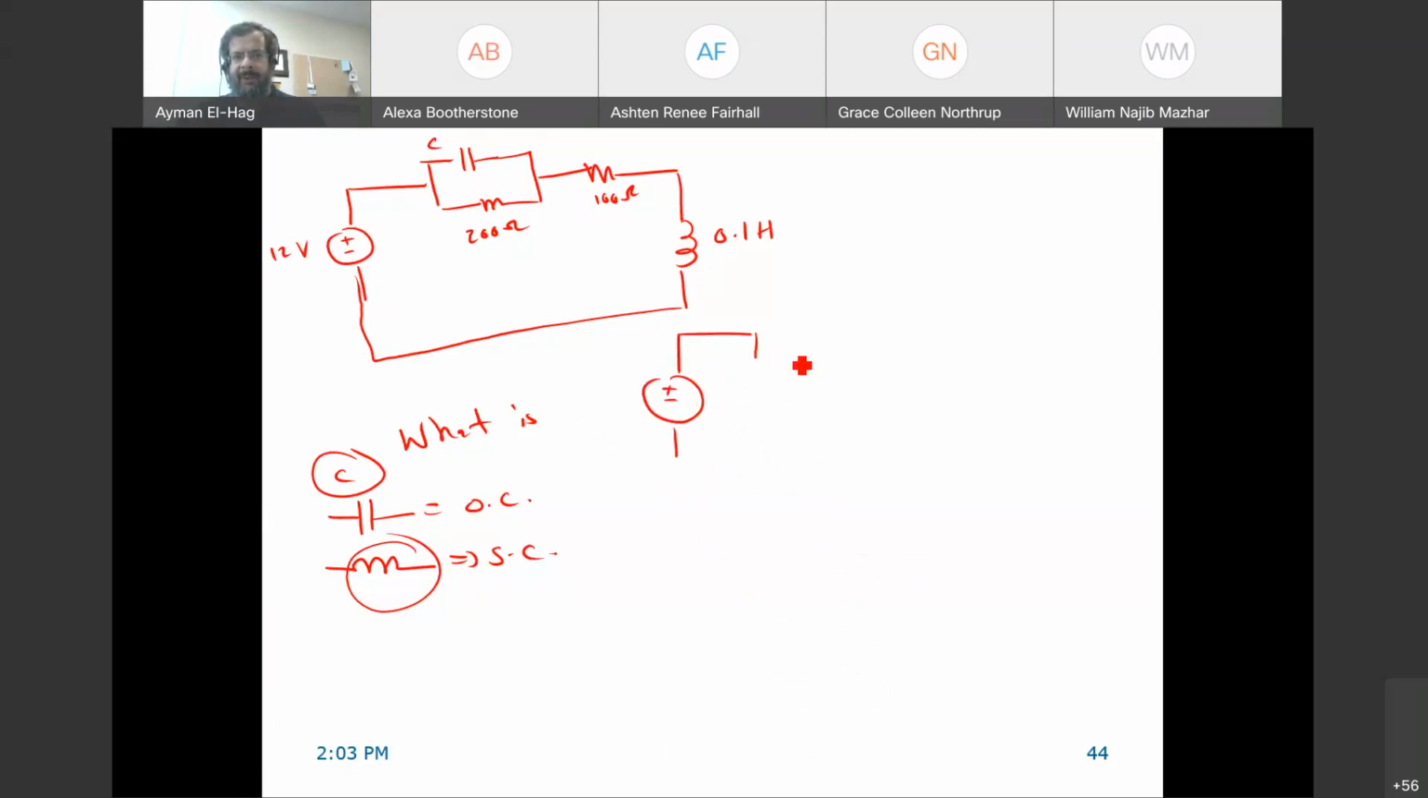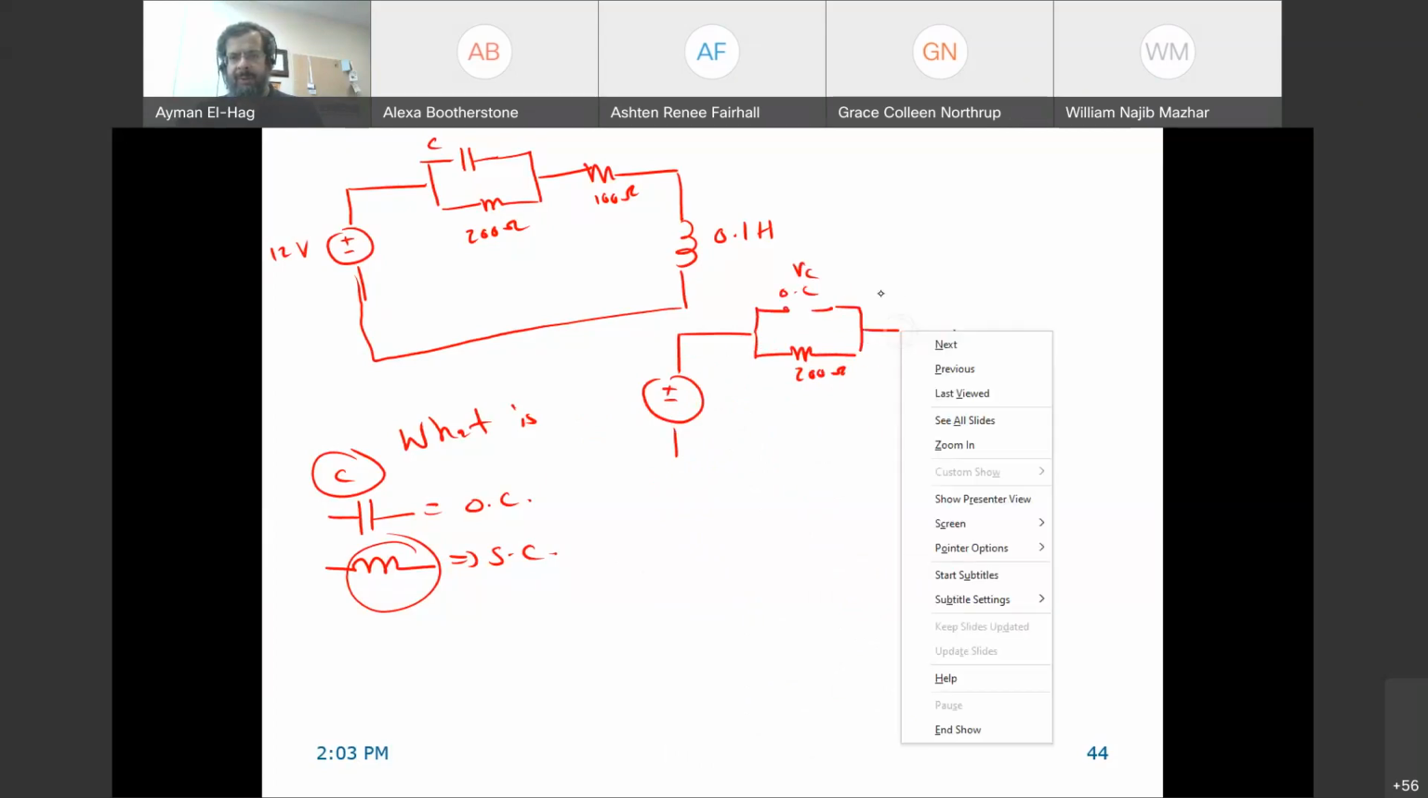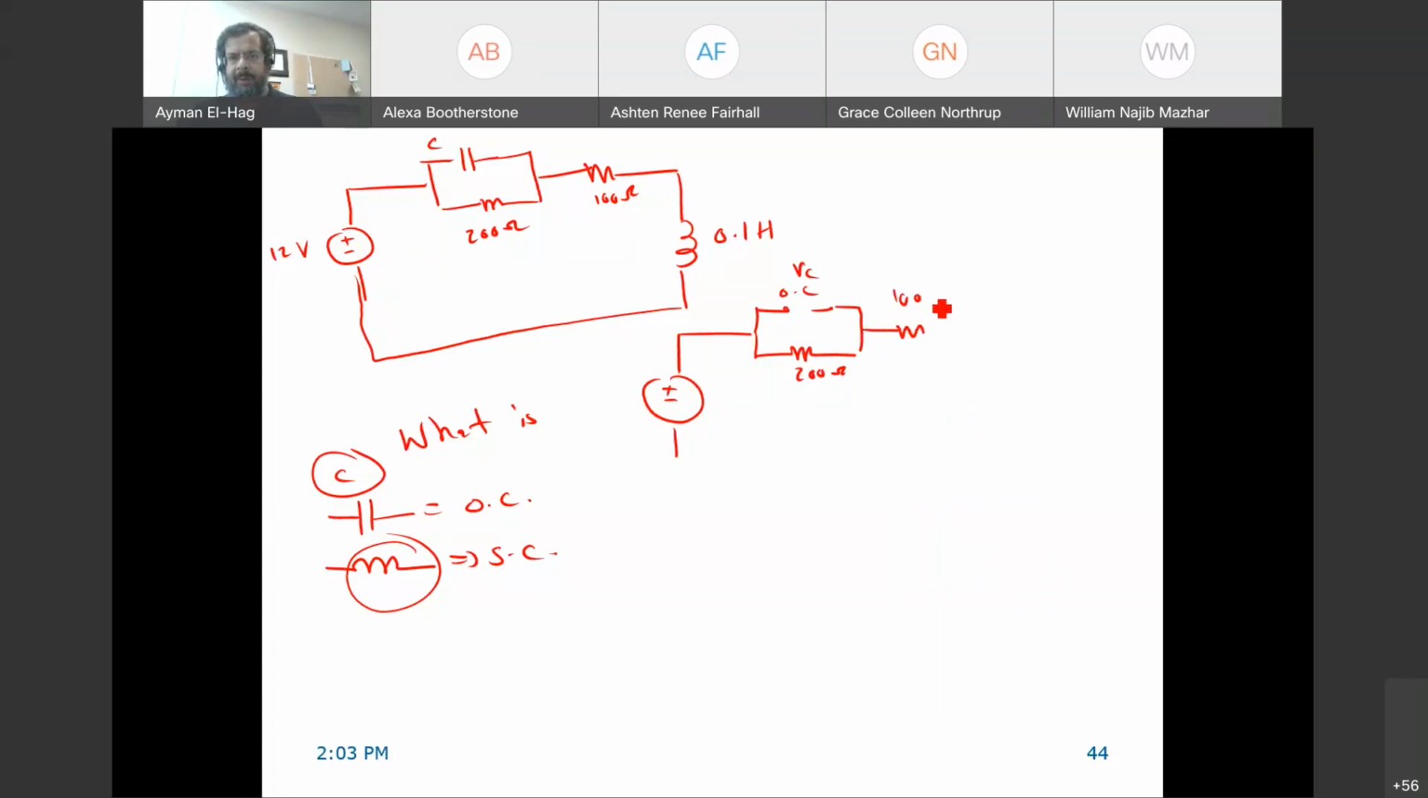Here I will have 200 ohm, and this will be open circuit. This is your VC. Continue. We'll have 100 ohm, and then we will have a short circuit here. So this is the current IL of the inductor. This is your VC. Now, this IL is the current that goes here, the current that goes there, because this is an open circuit, so it's just one loop. And this is 12 volt.